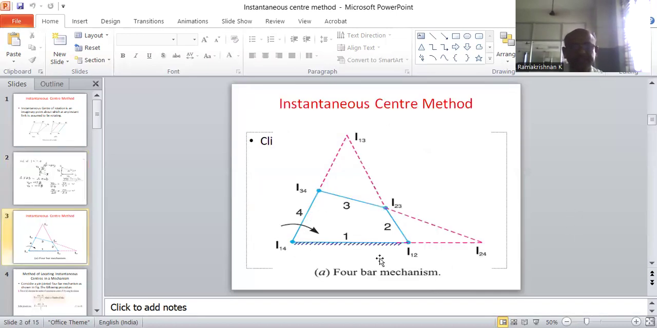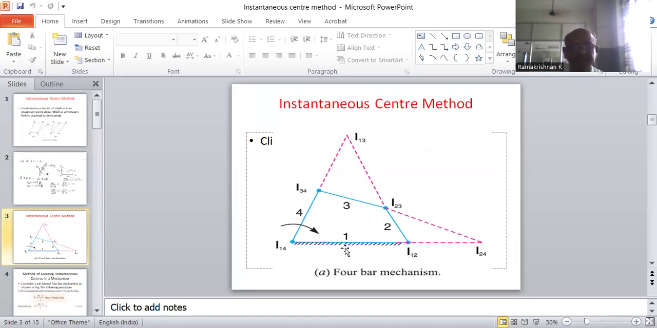Now let's consider the four-bar linkage. Here link one is fixed. There are three types of instantaneous centers. One is the fixed permanent instantaneous center. Second is the fixed instantaneous center. Third is the neither fixed nor permanent instantaneous center.